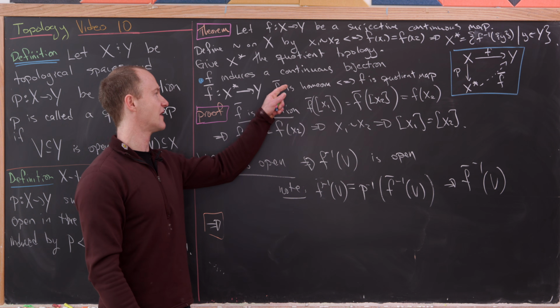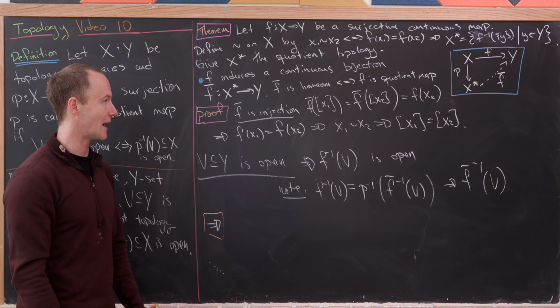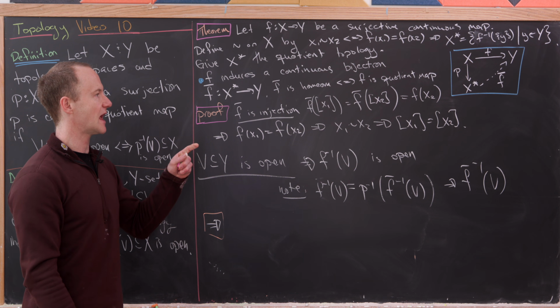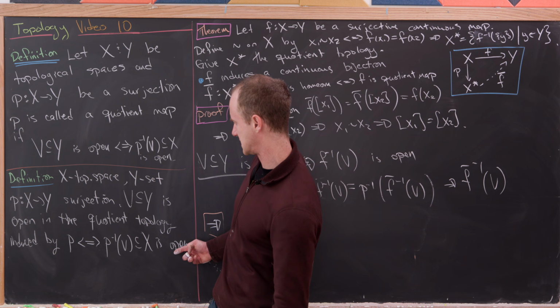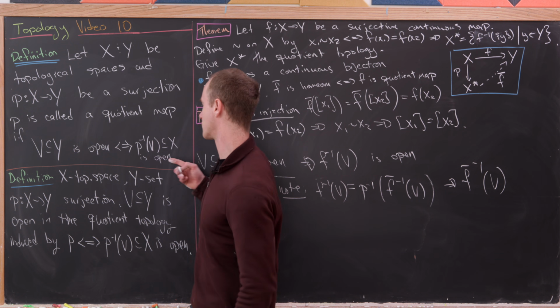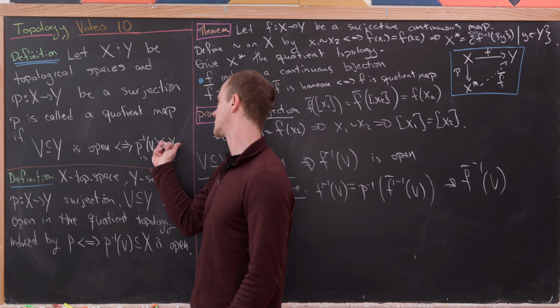Okay, so now we'll show that f bar is a homeomorphism if and only if f is a quotient map. So notice that f being a quotient map, all we'll need to show is this direction right here, because the continuity of f, which we're assuming, gives us this direction right here.